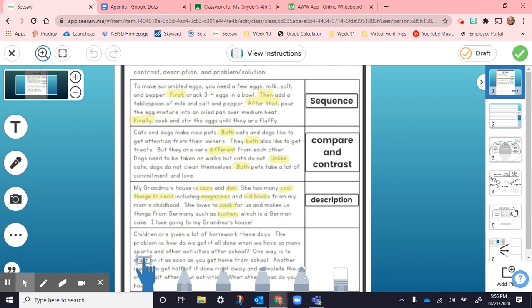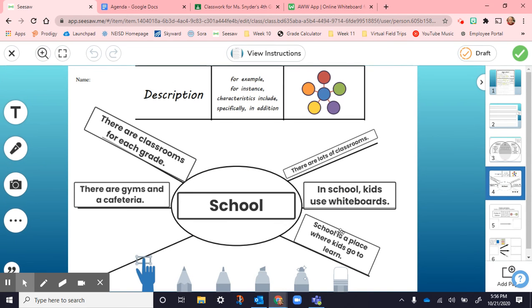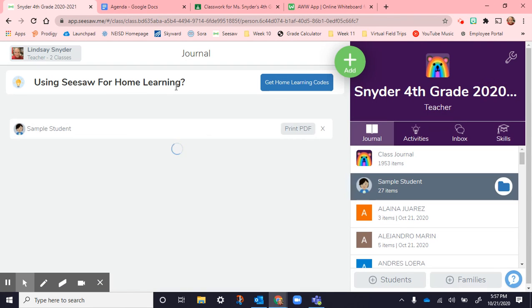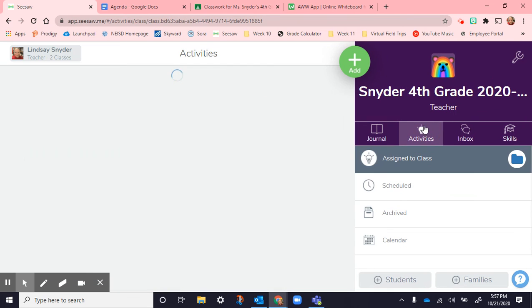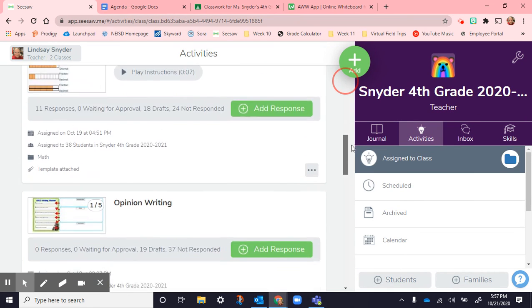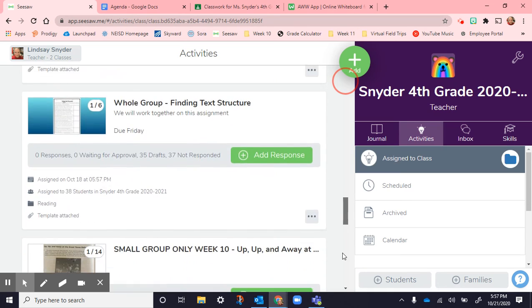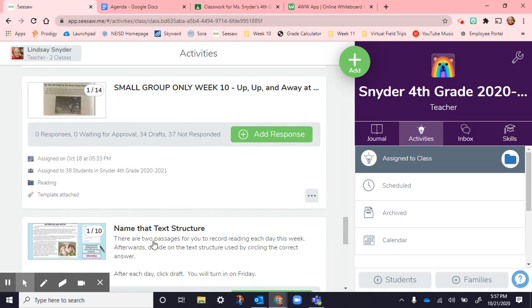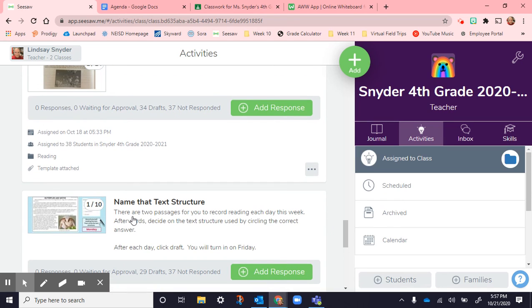Students shared some ideas of how you would describe school, so I took school as the example. On page 4, that needs to be filled out. Whatever thing they're describing goes in the middle, and then the descriptions go on the outside. And then students had, right here, name that text structure, on the next 2 pages where they're recording and deciding the text structure.